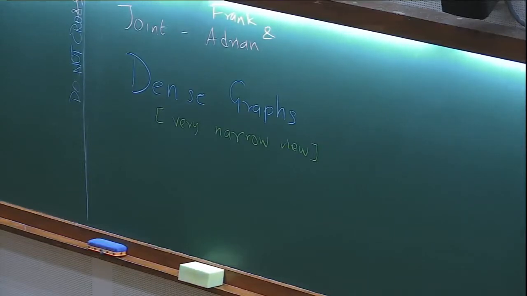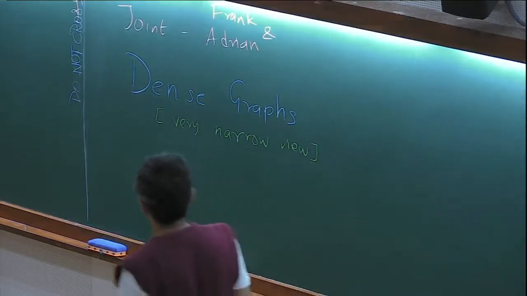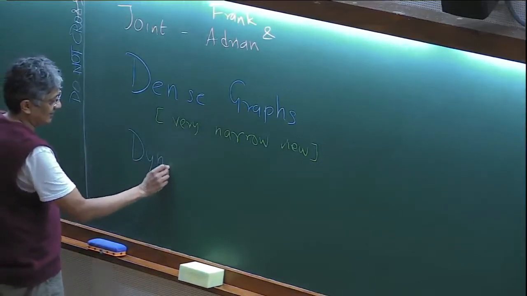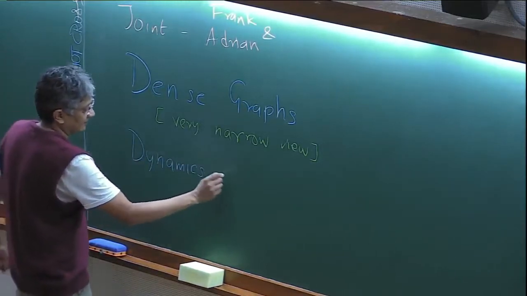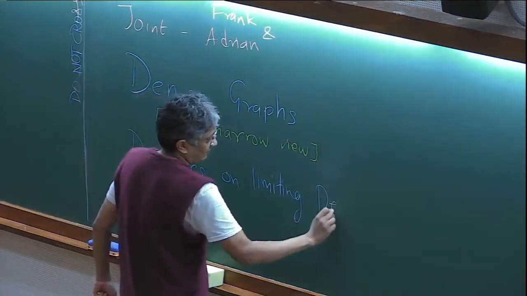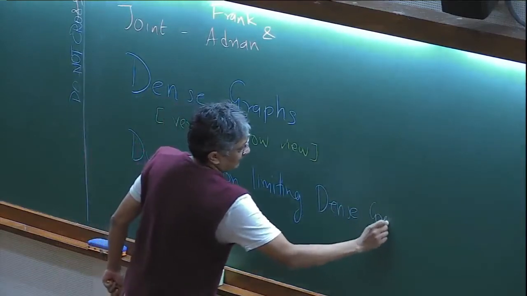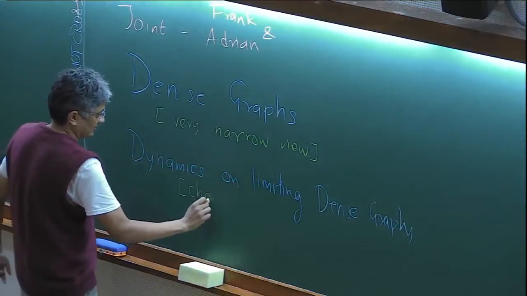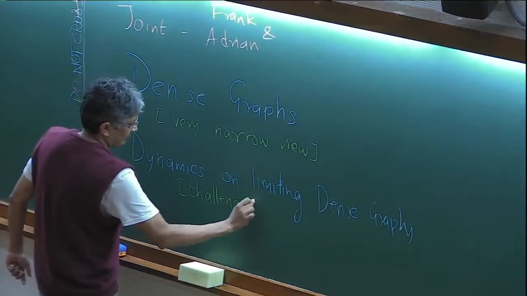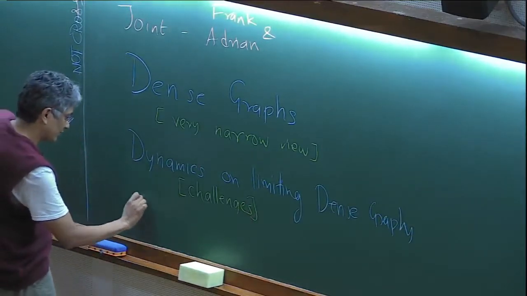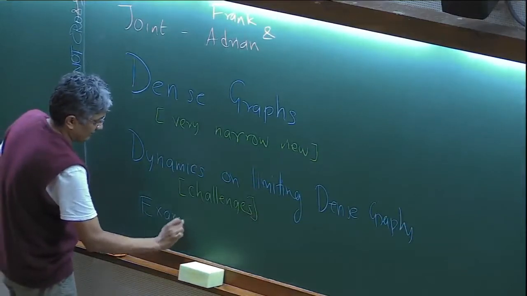I'll try and convince you that doing dynamics on them is a little hard. I mean, it's not hard to do dynamics, but to realize them as limiting dynamics is a little hard. It's a challenge. So dynamics on limiting dense graphs is a challenge. This remains a challenge. I will present some results along these lines, and then I'll try and conclude with some very nice examples that we have got, examples of dynamics.